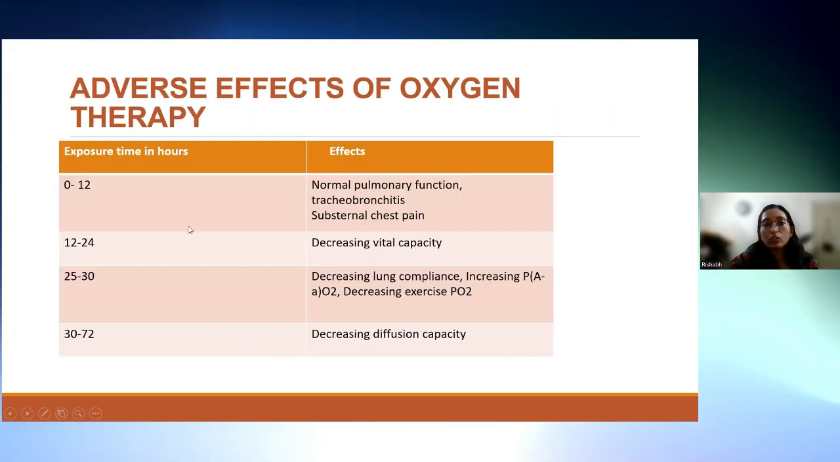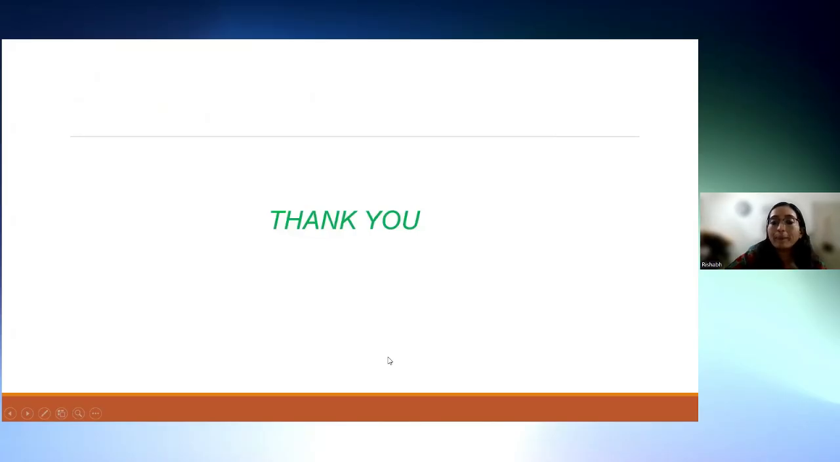So the adverse effects of oxygen can be, if you are exposed to oxygen for 12 hours, there can be tracheobronchitis and substernal chest pain. If 12 to 24 hours, there can be a decrease in vital capacity. If 25 to 30 hours, there can be a decrease in lung compliance and an increase in the alveolar-arterial oxygen pressure difference. And if you give it for 72 hours, there can be a decrease in diffusion capacity also.